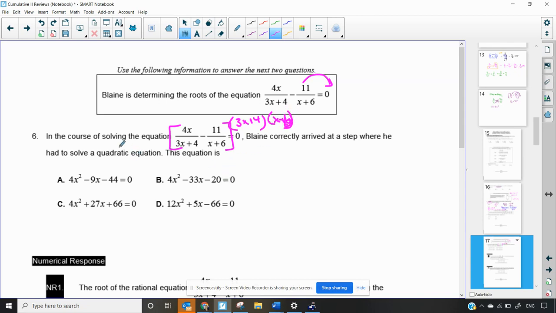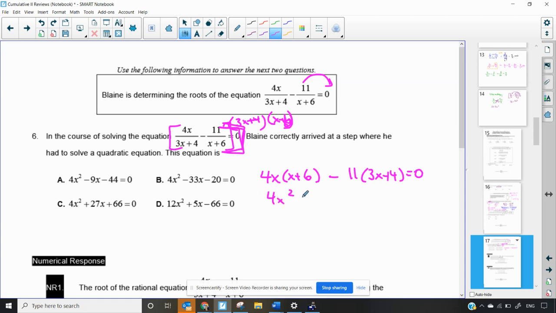When we're doing multiple choice questions, sometimes we're not asked for the final answer, we're asked for a step in the process. So sometimes it's not enough just to get to your answer or be able to plug in your answer. You have to be able to show that you recognize the steps in between. So if I was multiplying this through, first, my 3x plus 4 would cancel, and I'd be left with 4x times x plus 6 minus 11 times 3x plus 4, and that would all be equal to 0. So when I draw my brackets, it needs to go around everything.